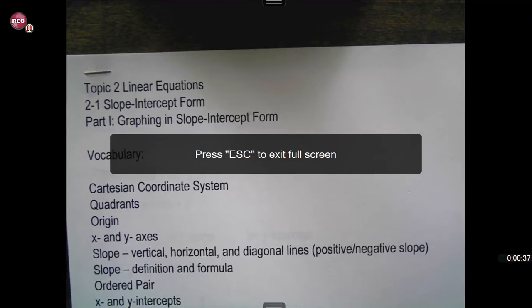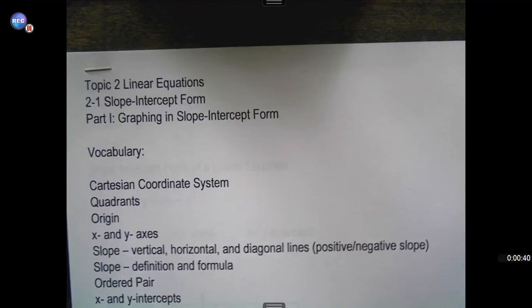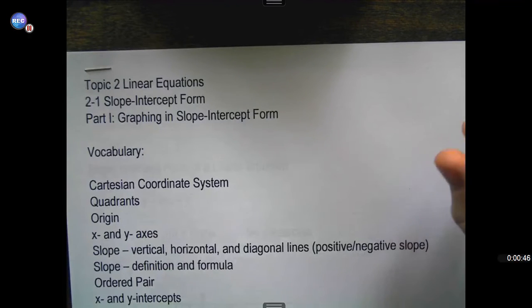This is for Advanced Algebra 1, and this is starting Topic 2, Section 1, and I've divided it into two parts. One where we go over the vocabulary, and we go over how to graph, and then in the second part we learn how to write the equation of a line.